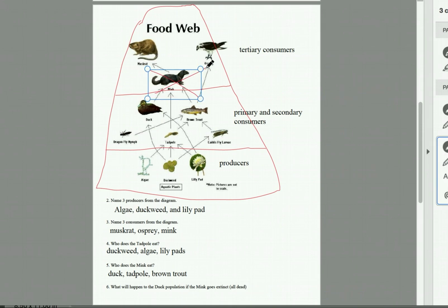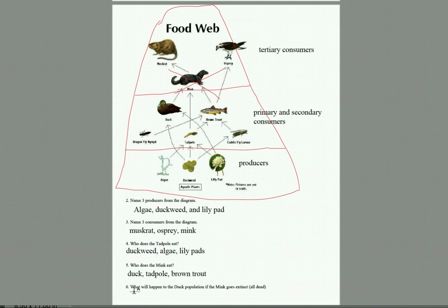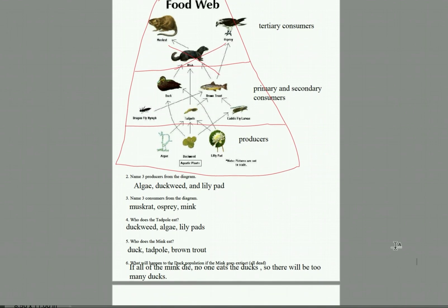Goodbye, mink. You are all dead. All right. So no more mink. If all of the mink die, no one eats the ducks, so there will be too many ducks, right? So there is no balance, all right? There will be too many ducks, all right? And that's it.